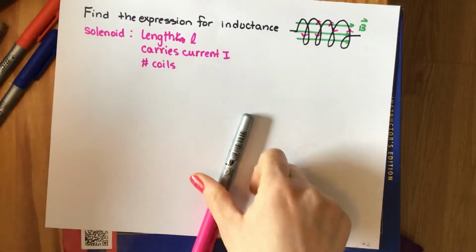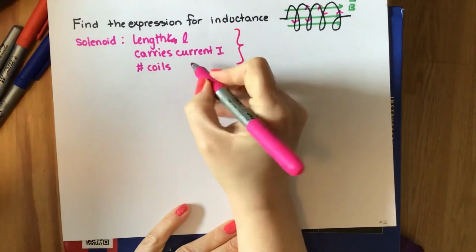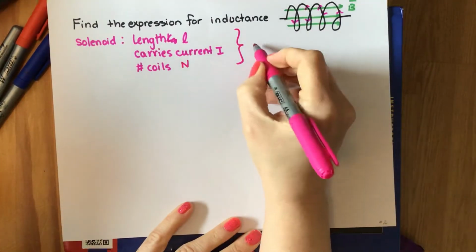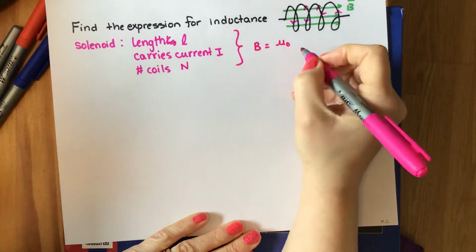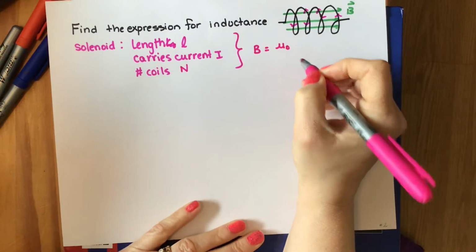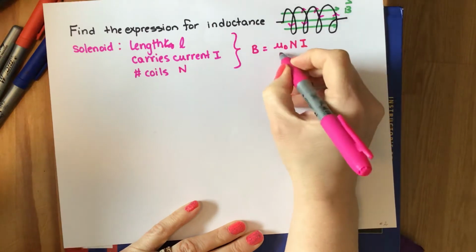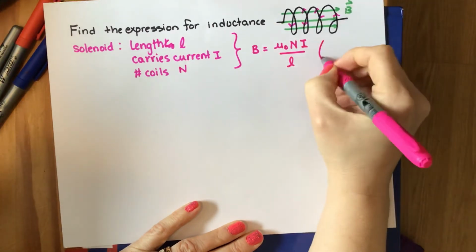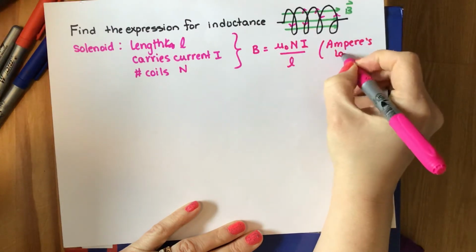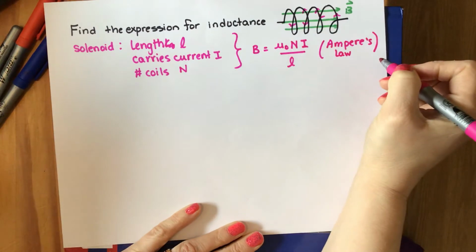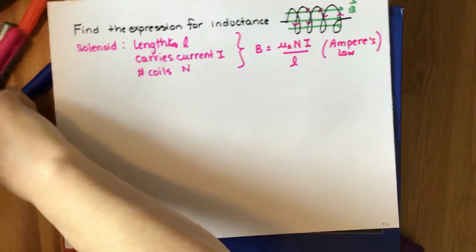One thing we know is that the strength of the magnetic field of a solenoid of length l with current I and number of coils equal to N is mu naught, the permeability of free space, 4 pi times 10 to the minus 7 tesla meters per amp, times the number of coils times the current divided by the length. That was a result we found using Ampere's law. So there's the expression for the magnetic field of a solenoid. So we said we're going to try and find the expression for inductance.